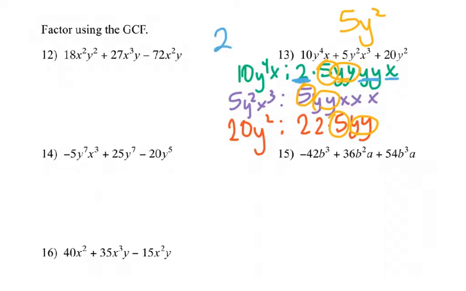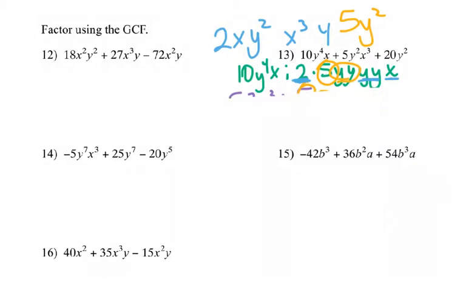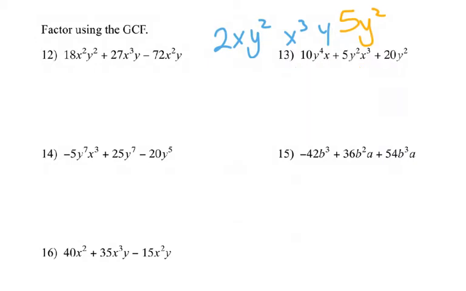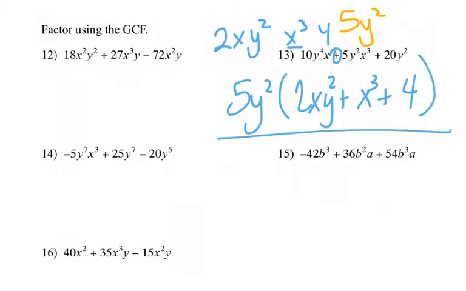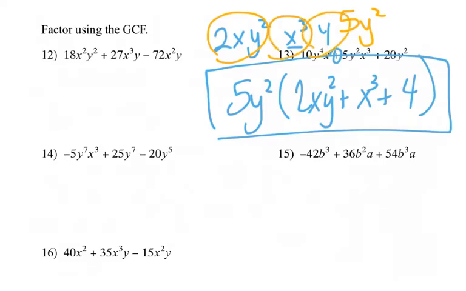So 2, I just can't write it like that. So I'm going to write it like this. And then I've got x to the third. And then I've got 4. Okay. So now I'm going to take my GCF, and I'm going to write 5y squared times 2xy squared plus x to the third plus 4. That is my answer. So you're just using these numbers that were left over there along with the GCF to write what you would have.